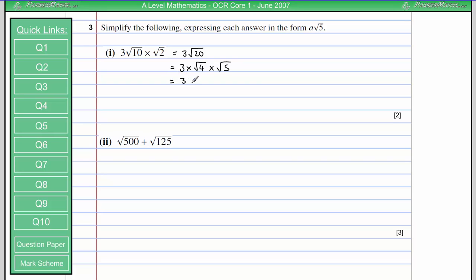So this becomes 3 times 2 times root 5. 3 times 2 is 6, so I get 6 root 5. In part 2, I've got root 500 plus root 125.